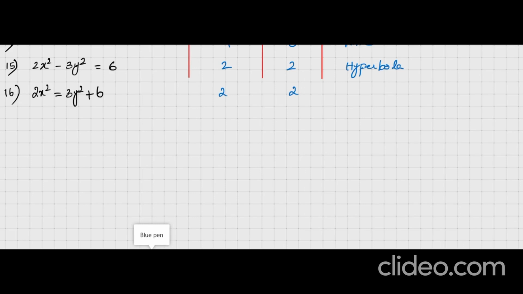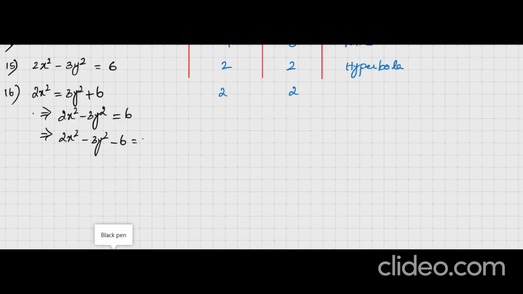Whenever you are going to check the symbols of certain coefficients, you should bring all the terms to the left hand side. That is only the variable terms, no matter about the constants. From this equation only you should come to a conclusion. Now the symbols were different, so it represents a hyperbola.